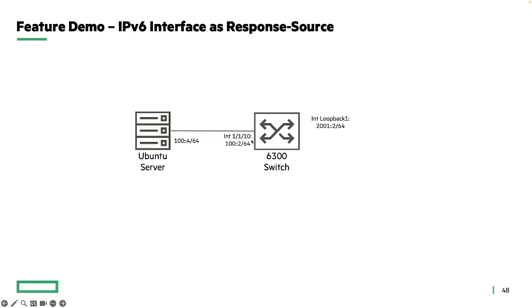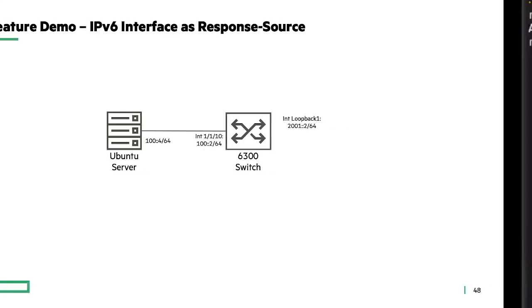What I'm trying to show is how, before using this response source feature, the request is communicated on these two IP addresses, and the response is also from 100:2. But once we use the feature, we configure the loopback IP address 2001 as the response source. All the responses from the switch would be on that interface instead of 100:2. So let's get into that.